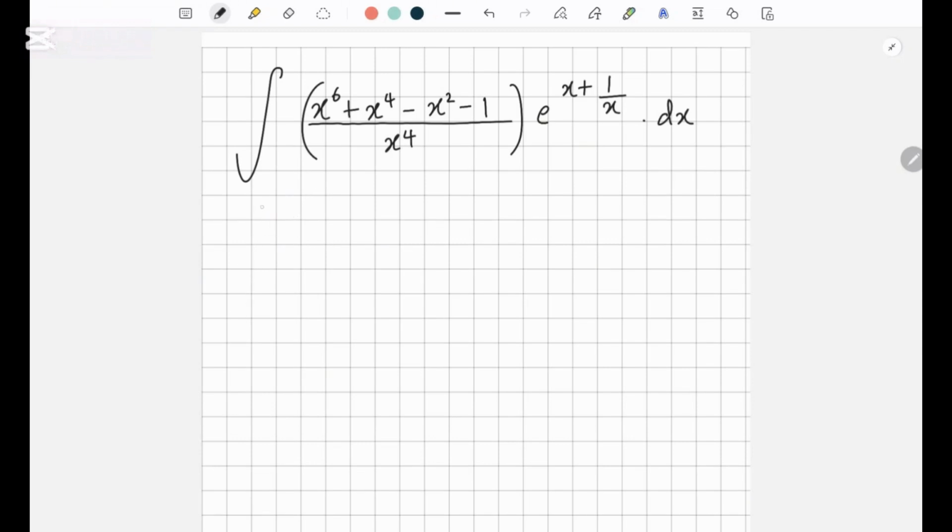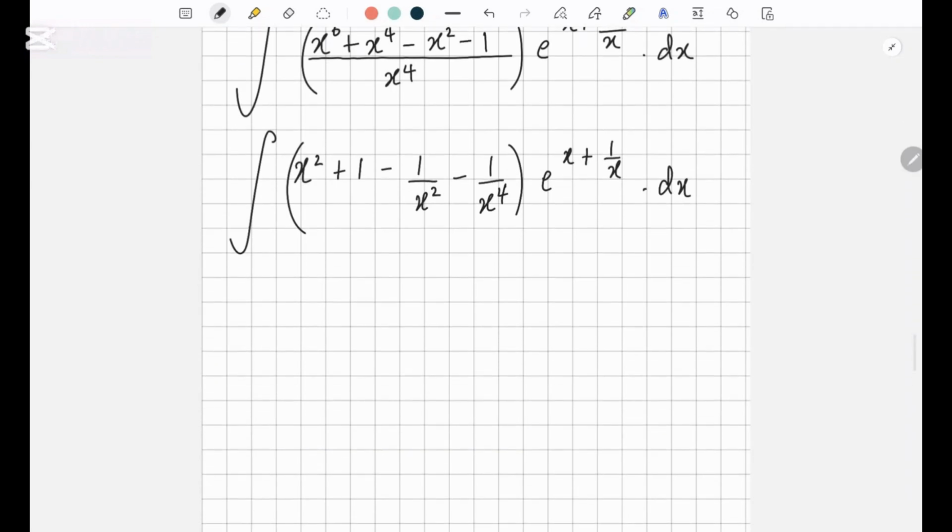So I'll just write the integration sign, x squared plus 1 minus 1 over x squared minus 1 over x to the power 4. What I did was divide every single term by x to the power 4, into e to the power x plus 1 over x dot dx.